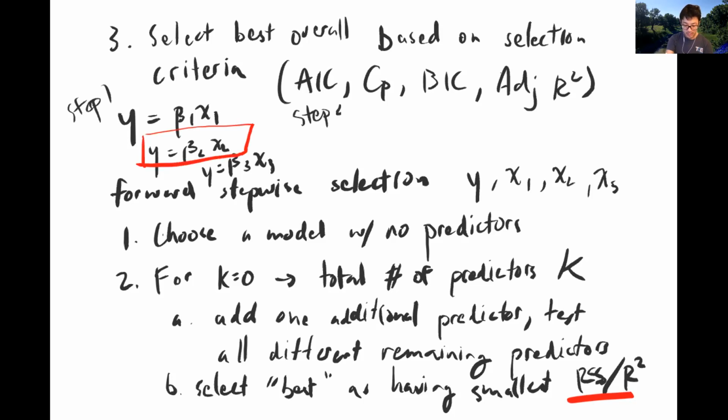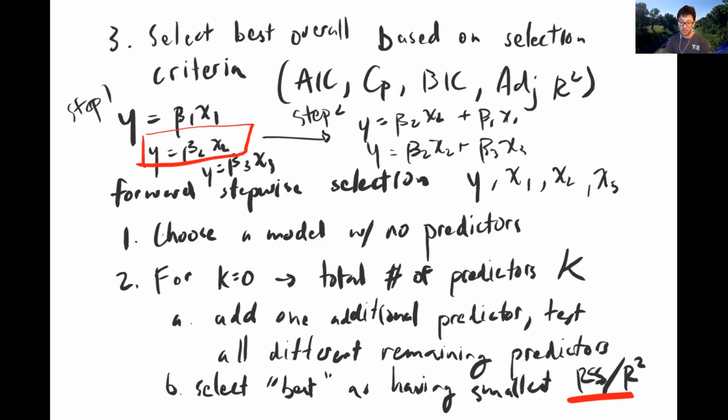Step 2, we're going to take this and we're going to say y equals beta 2 x2 plus beta 1 x1. Y equals beta 2 x2 plus beta 3 x3. And now we're going to do the same thing and we're going to say, okay, which one has the best R squared? Okay, maybe it's this one. And then you proceed onwards, right? And so you can imagine that if I have k number of parameters, the number of models that I'm actually measuring are essentially going from 2 to the k to something like k squared. So it'll be much smaller in terms of the number of models that I need to run.